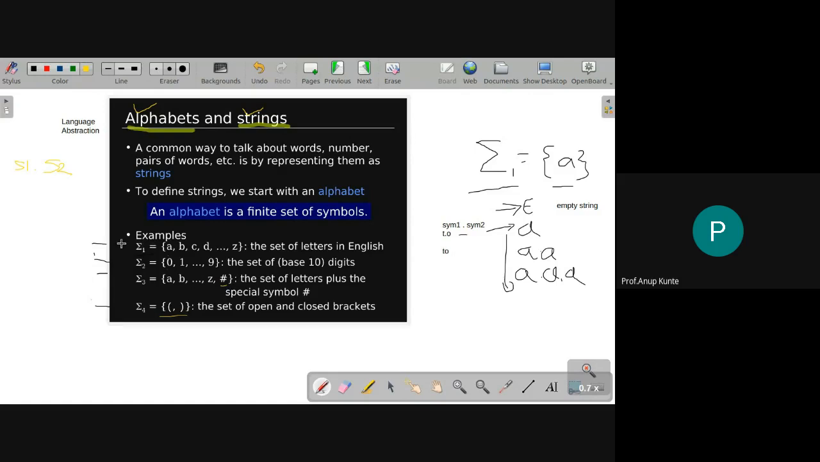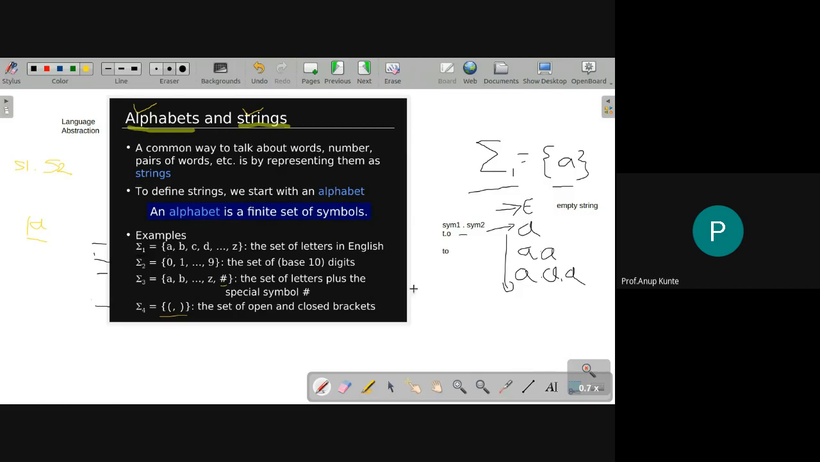So that means from sigma 1, I cannot produce this 1a. 1a can only be produced if I mix these two alphabets together. That is, I have a set combined with A, B, C, D and 1 at least, if I want the 1a string to be there. I hope these two concepts, alphabets and strings, are clear to you.